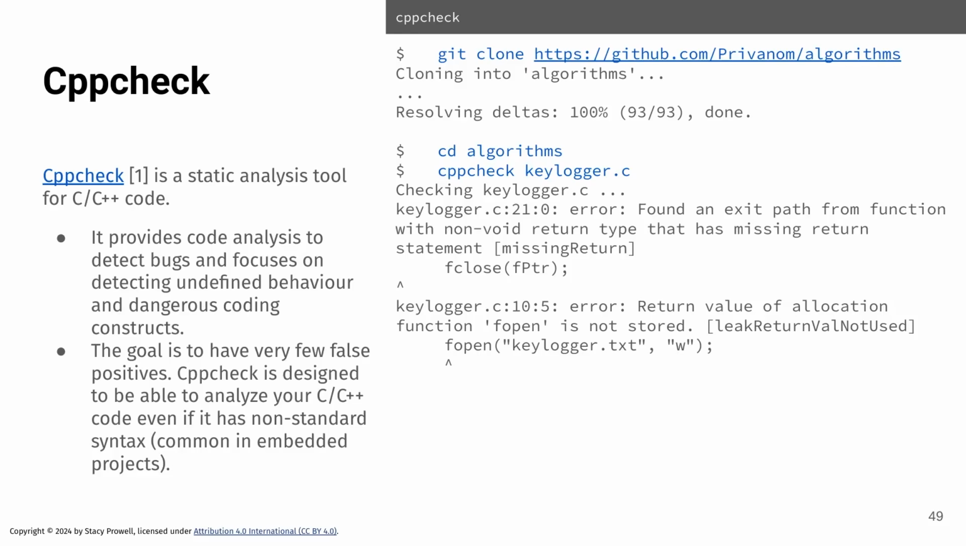It also found this: return value of allocation function fopen is not stored. What? The return value of the allocation function fopen. Oh, fopen is going to return something to us, and they never bothered to store that. That's not great. All right, so it found a couple of real issues. Those are things that we should be concerned about.